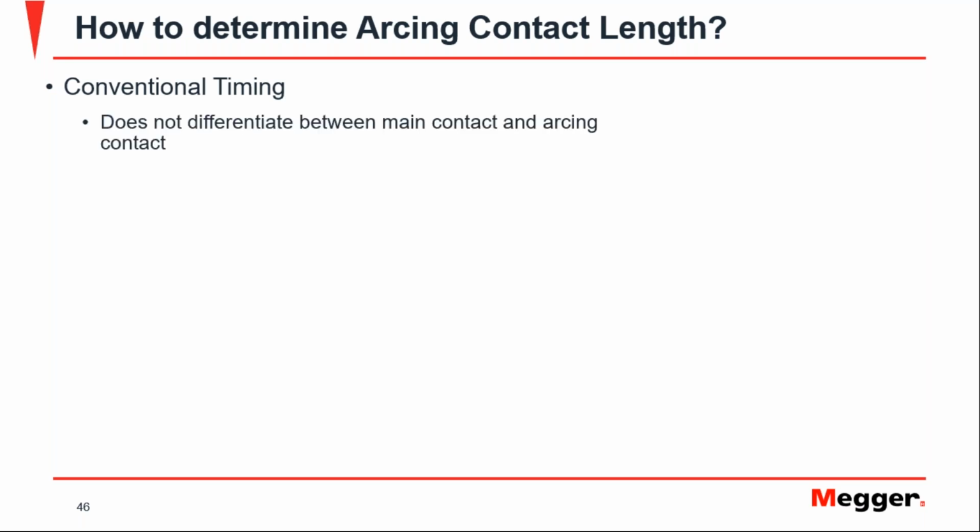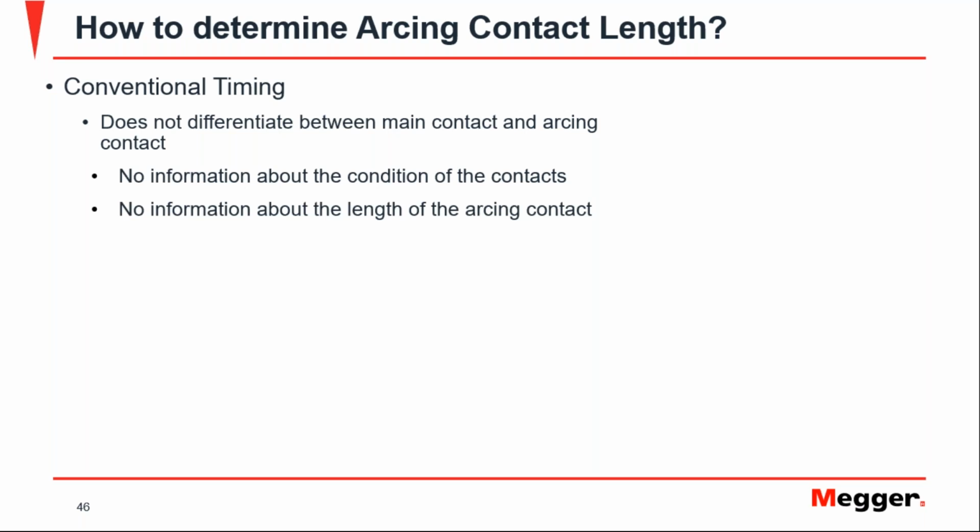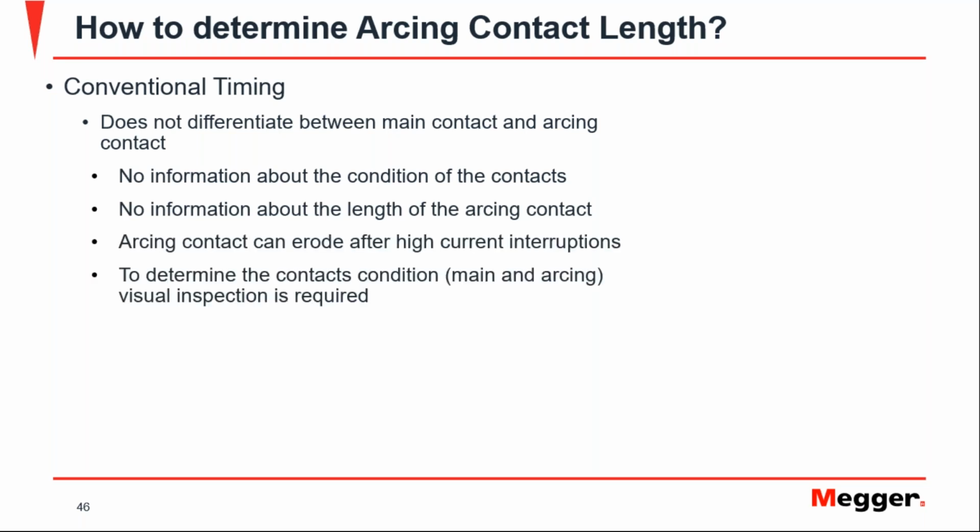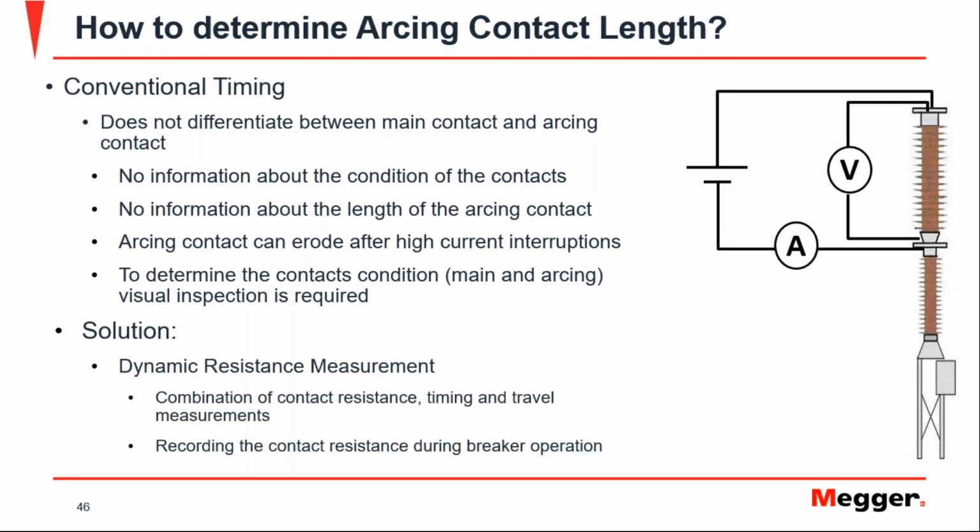Now, conventional timing, even though it does resistance measurement, as we discussed at the beginning, does not differentiate between the main contact and the arcing contact. You get no information about the condition of the contacts. The resistance thresholds are not able to be detected by the test, and there's no way to measure the length. So the solution is dynamic resistance measurement.